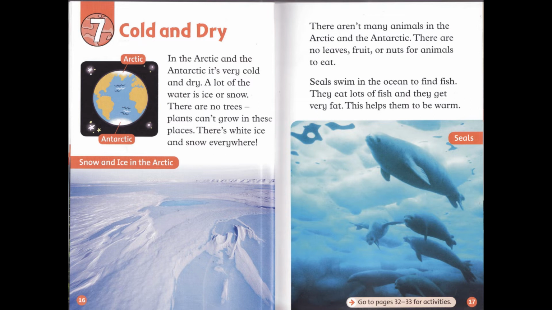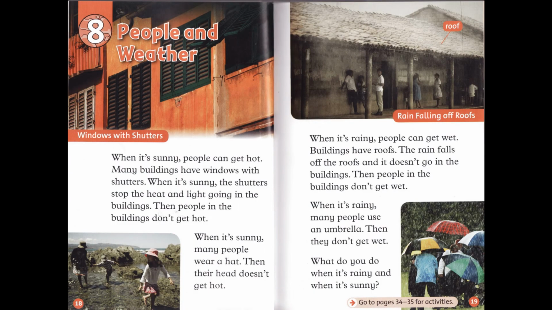Chapter 8. People and Weather. When it's sunny, people can get hot. Many buildings have windows with shutters. When it's sunny, the shutters stop the heat and light going in the buildings. Then people in the buildings don't get hot. When it's sunny, many people wear a hat. Then their head doesn't get hot.